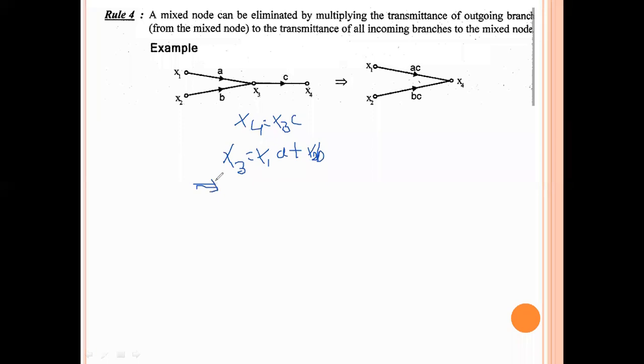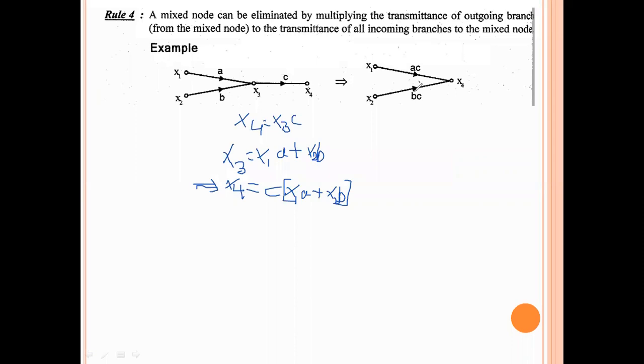Sorry, don't mind. Writing using mouse is not that much easy. Please cooperate. So x4 is equal to C into this x3 value, which is x1a plus x2b. So in order to eliminate the x3 mixed node, x4 value must be same.